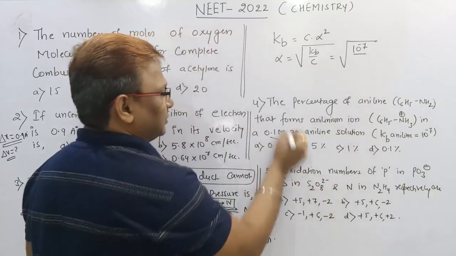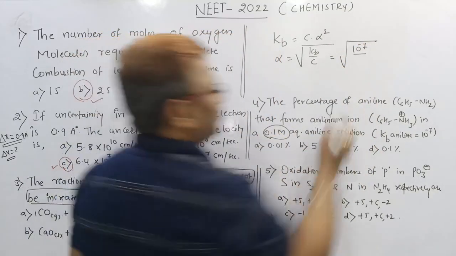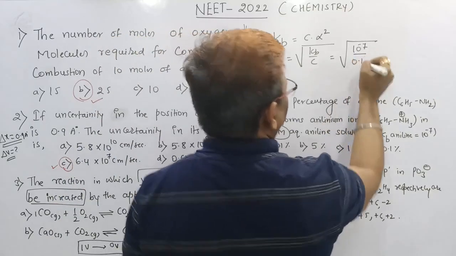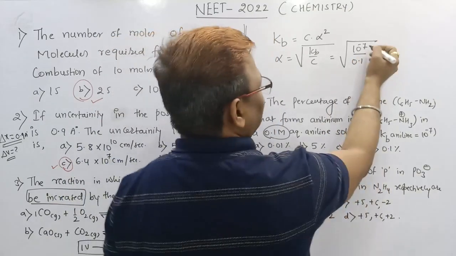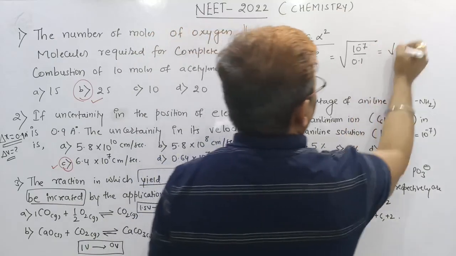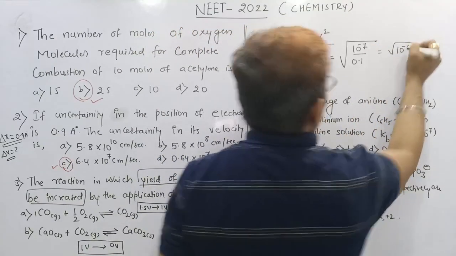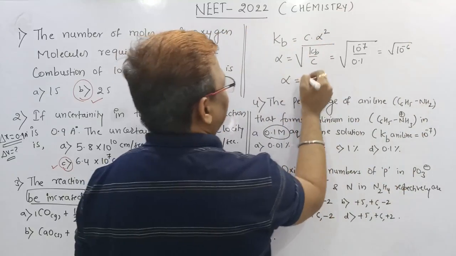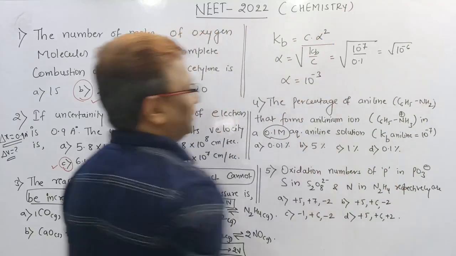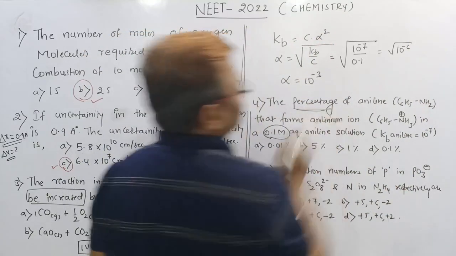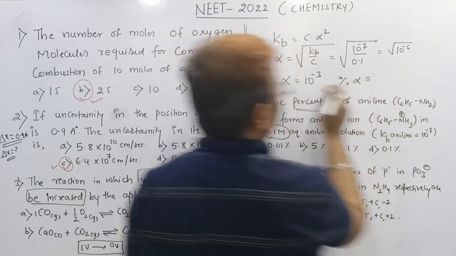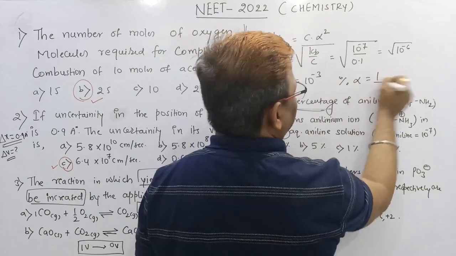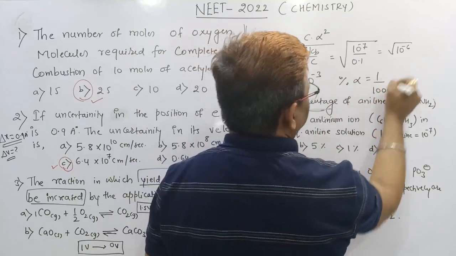10 to the power of minus 7. C is the concentration of solution. You can see beta, it is 0.1. 0.1 means 10 to the power of minus 1. It goes up as 10 to the power of plus 1. I am getting here under root of 10 to the power of minus 6, where alpha is equal to 10 to the power of minus 3. Sir, they are asking percentage. So we have to find out the percentage of this alpha, which is equal to 10 to the power of minus 3, that can be written as 1 by 1000.